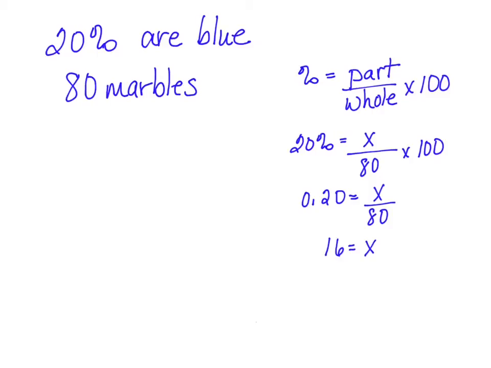Now we can divide both sides by 100 and then multiply both sides by 80, and we get x equals 16. So in this case we have 80 marbles instead of 50, so we have 16 that are blue compared to 10 that were blue. So it's the same percentage, but the quantity increases.